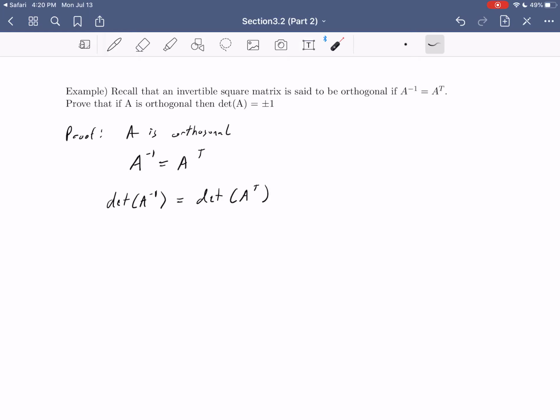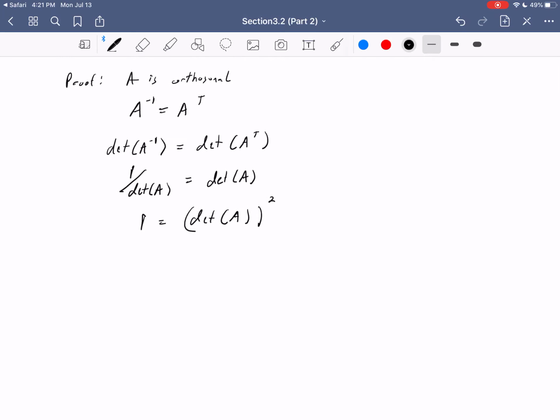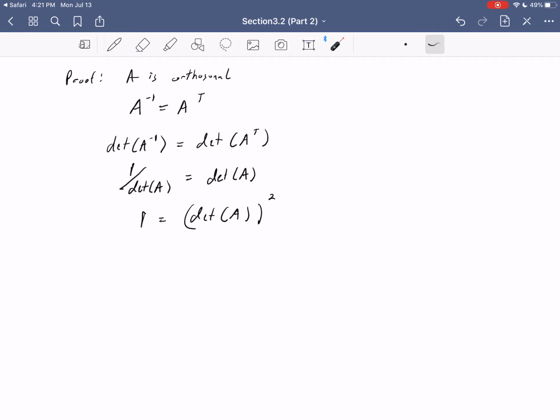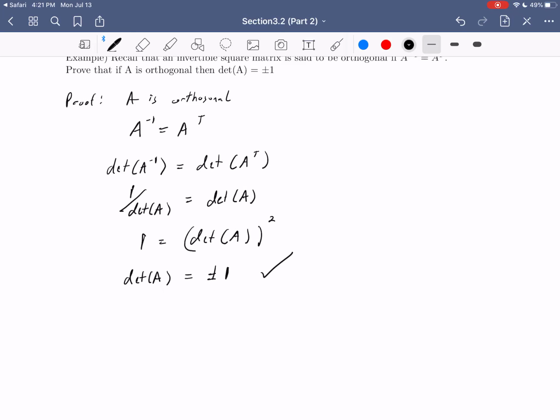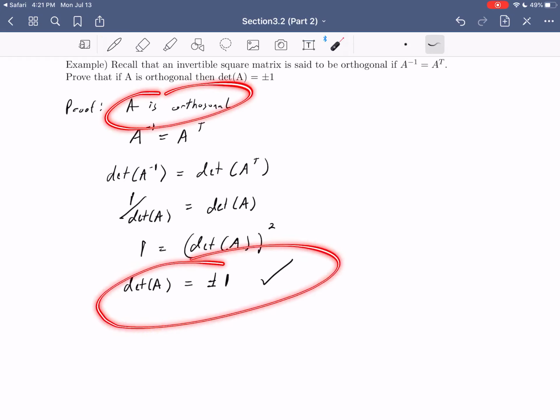Okay, now we can use some determinant properties. Over here, we know that that is actually equivalent to 1 over the determinant of A. And the determinant of A transpose, we know that's equivalent to the determinant of A. Now notice we could solve this. We can just bring this over. We get 1 equals the determinant of A squared. And then if we have 1 equals the determinant of A squared, we can square root both sides and get that the determinant of A must be equal to plus or minus 1. Check. So if you have an orthogonal matrix, its determinant must be plus or minus 1.